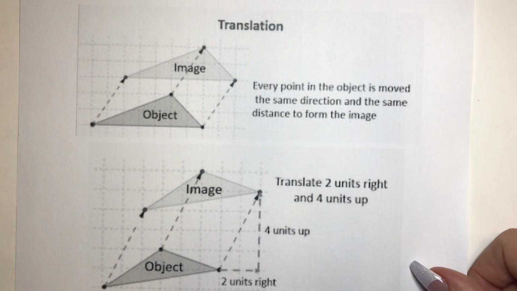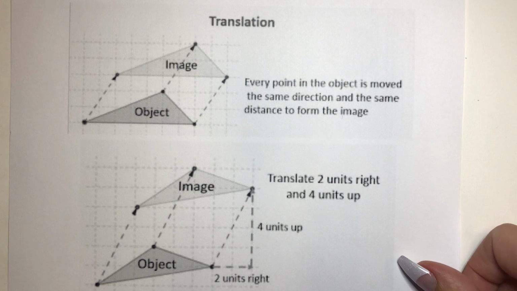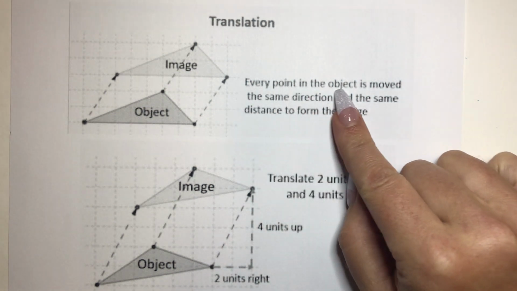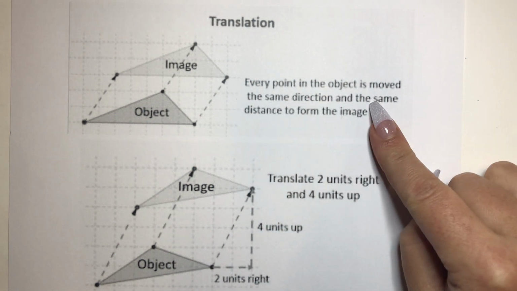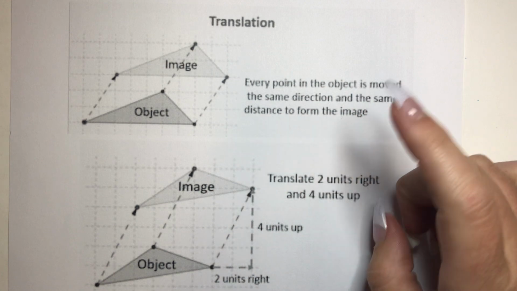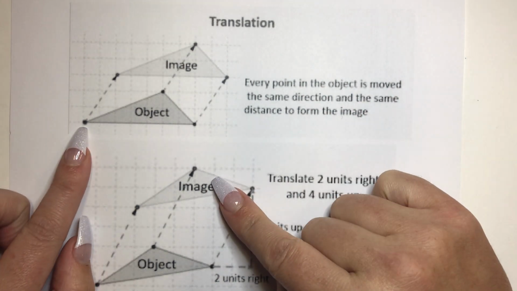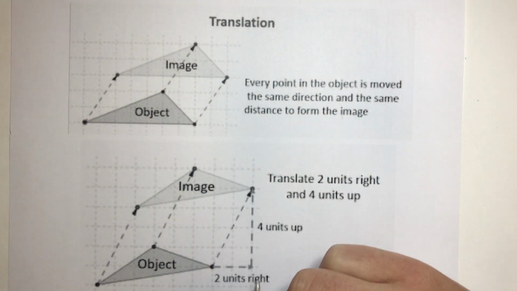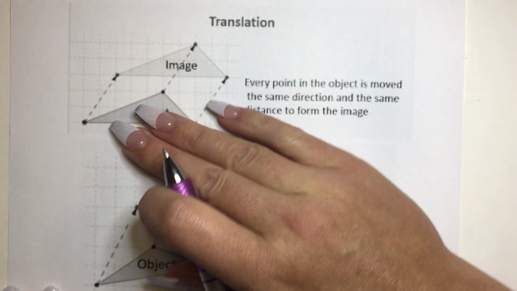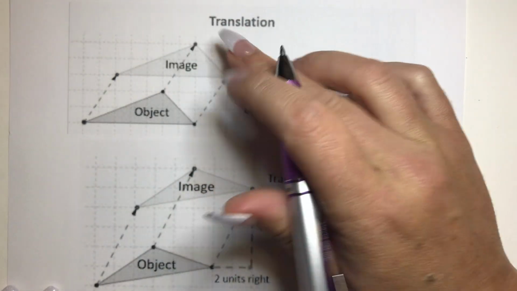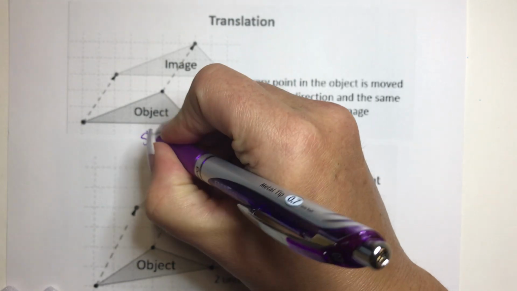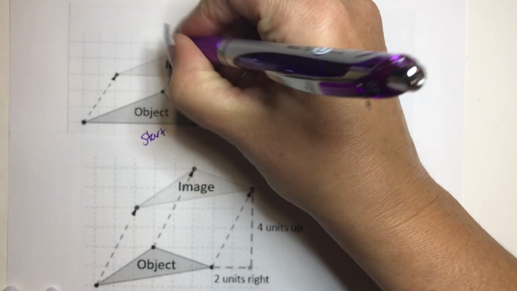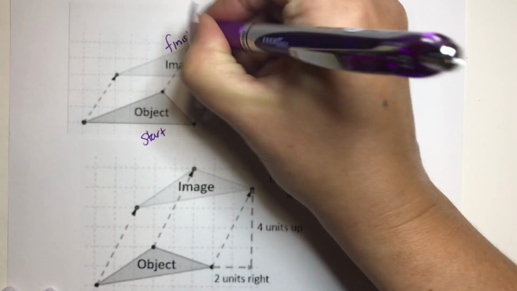So translation. What this says is that every point in the object is moved the same direction and the same distance to form the image. So we have these little vertices right here. This is where we're starting. When it moves, that's the image. That's what you end up with. So this is the start, and the image is where you finish. Okay?